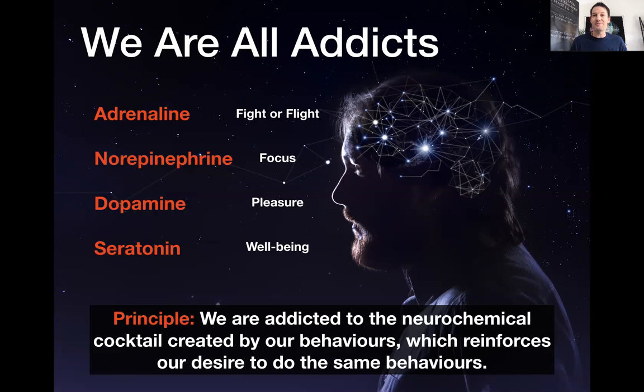Then we have dopamine. Dopamine is that pleasure. When we feel pleasurable about something, we've got dopamine. And then we have serotonin. Serotonin is like well-being. It's like happiness. Dopamine is kind of like that spike of pleasure, whereas serotonin is more just well-being, happiness, joy, not so much of a spike of excitement. But just understand that these are the four basic neurochemicals that are produced through our behaviors. And so we are addicted to these things. These are the chemicals that we are addicted to.